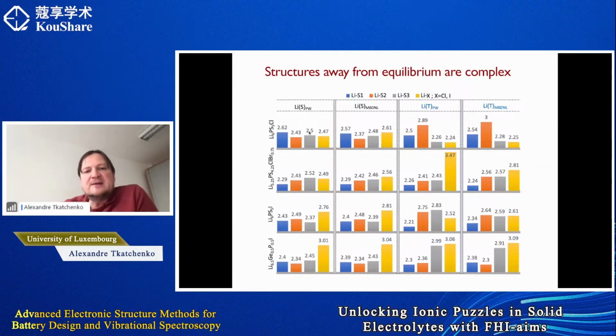As you can see, in the minimum configuration, the equilibrium configuration, the difference in geometry between pairwise dispersion and many-body dispersion is very, very small. But when you move to the transition state geometries, you realize that there can be very drastic changes, especially for the mixed anion framework here. For example, the lithium-chlorine distance changes from 3.47 to 2.81.